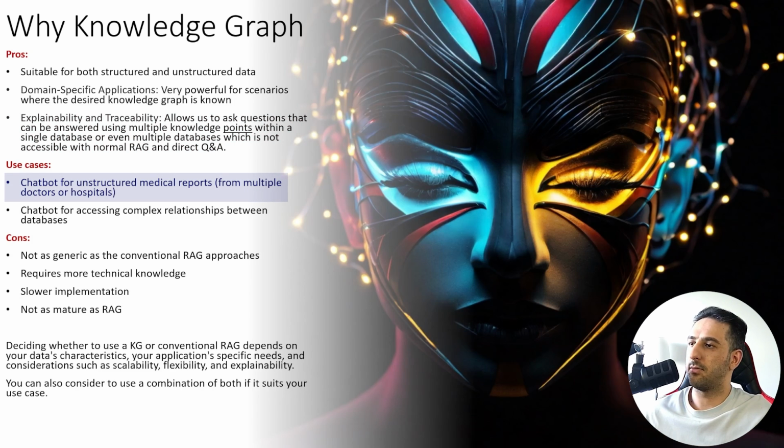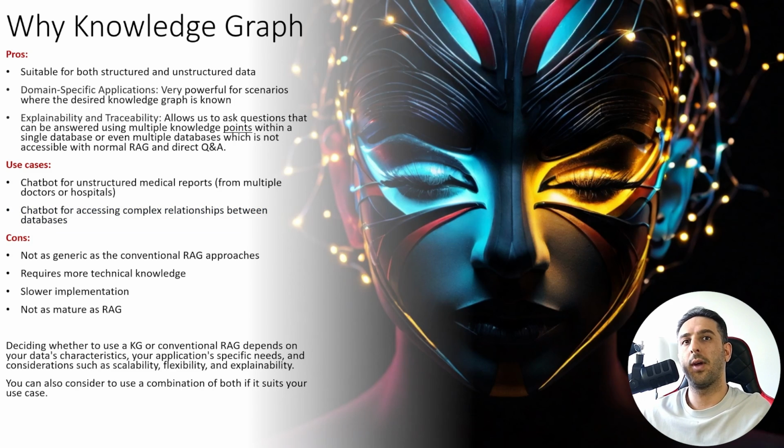Knowledge graph can have a lot of use cases, but just to give you some idea, the first one is, for instance, a chatbot for unstructured medical reports from multiple doctors or hospitals. For instance, you can ask how many of the patients were diagnosed with that specific disease, or these types of questions that, again, you cannot use RAG to get the answer for. The second scenario is a chatbot for accessing complex relationships between tabular databases.